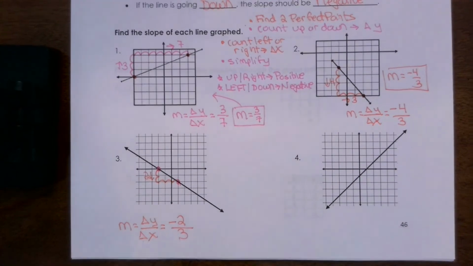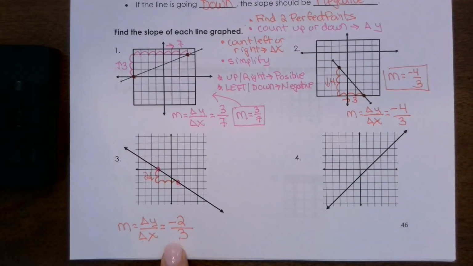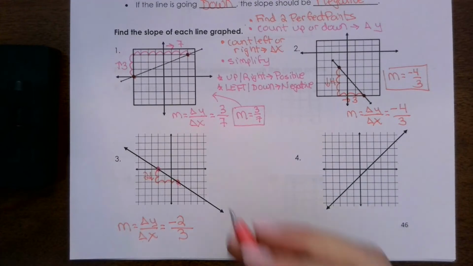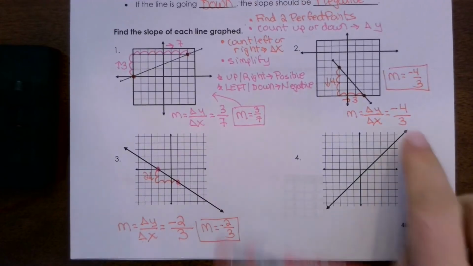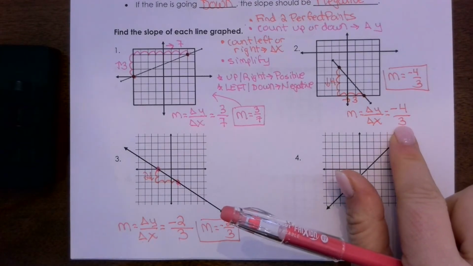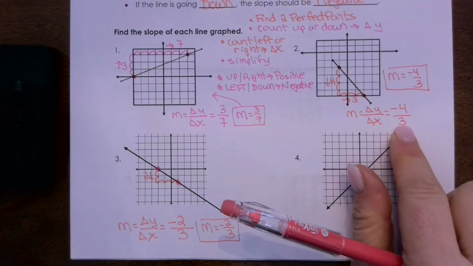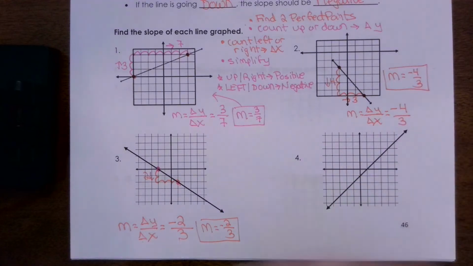Again, I did end up with a negative number. I can't simplify because 2 and 3 are prime numbers, no greater factor than 1. So my slope is -2/3. And I did forget to say that this also can't be simplified. There is no number greater than 1 that could go into 3 and 4.